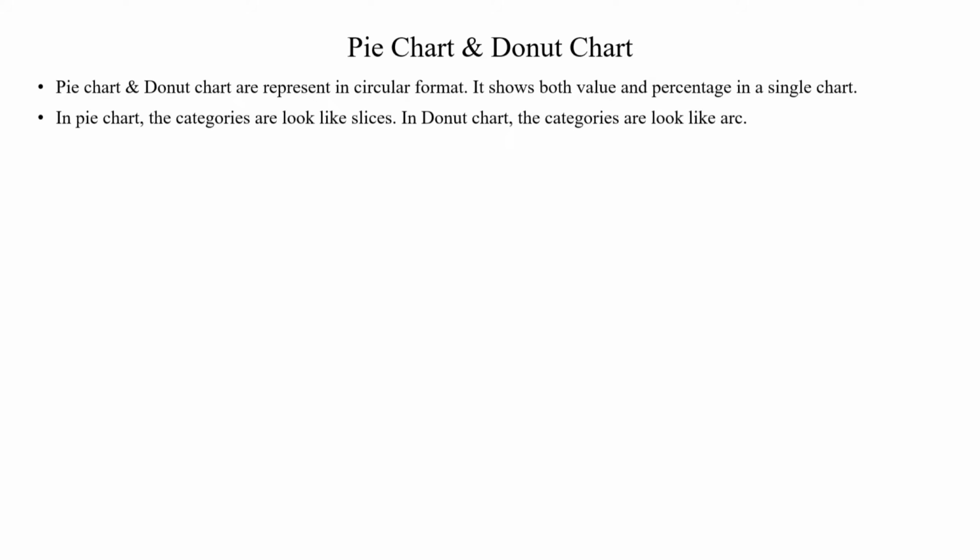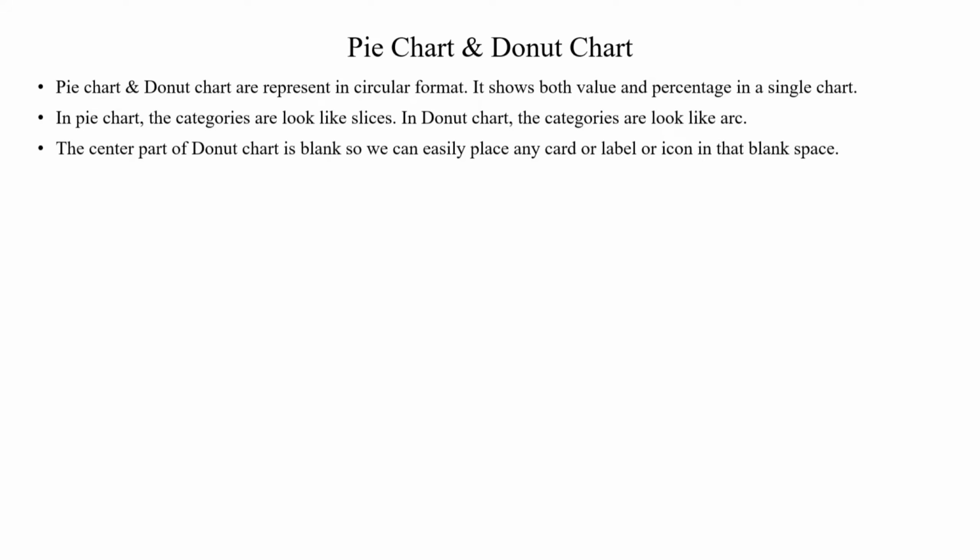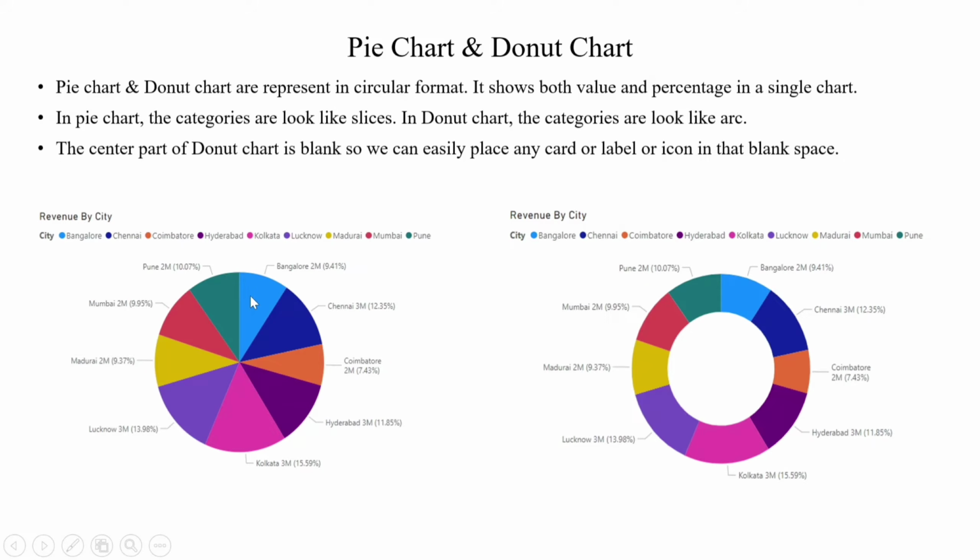And in pie chart the categories all look like slices. In donut chart the categories all look like arc, but both are represented in circular format. The major difference between these two charts is the blank space that appears in the center part of donut chart. Okay, so we can easily place any card or label or icon in that blank space. This is a sample image of pie chart and donut chart. In pie chart we used city as categories and it shows slices, and in donut chart it will look like an arc. Okay, and the center part will appear as blank. So here we can plot any card or label or icon in that blank space.